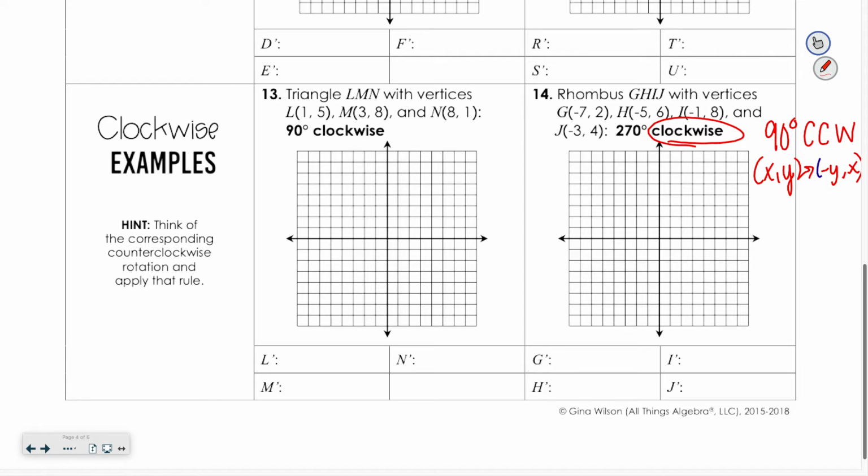Where was your original figure? What quadrant? Quadrant 2. And if you're in quadrant 2 and you're going 270 degrees clockwise, what quadrant are you going to end up in? 3. So your original figure should be in quadrant 2. Your new figure should be in quadrant 3.